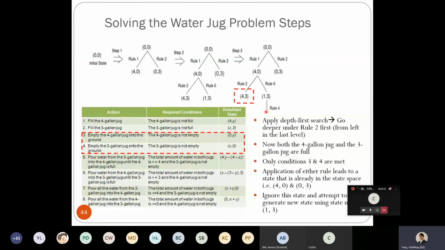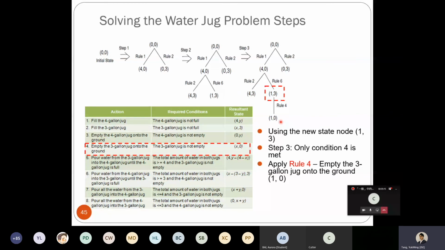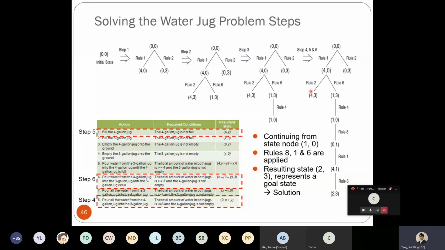Okay, go deeper in this direction. When we go deeper, we find that this one satisfies rule number 4. If the three-gallon jar is not empty, we would like to empty it onto the ground. So that means the state will become 1, 0, and so on. Another step is step 4. We specify this one, step 5, and step 6, and then finally we reach the final answer. The resulting state is 2 and 3.